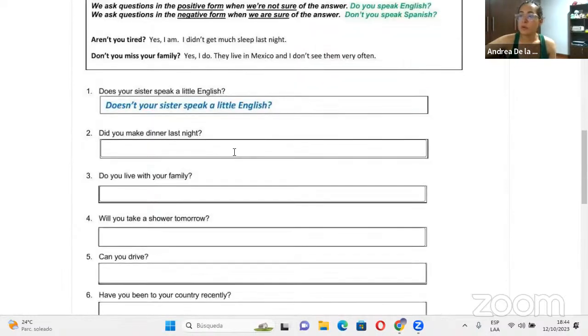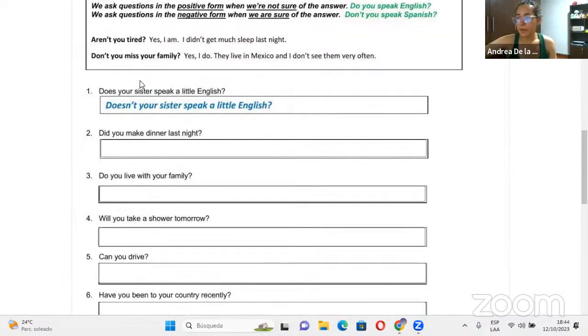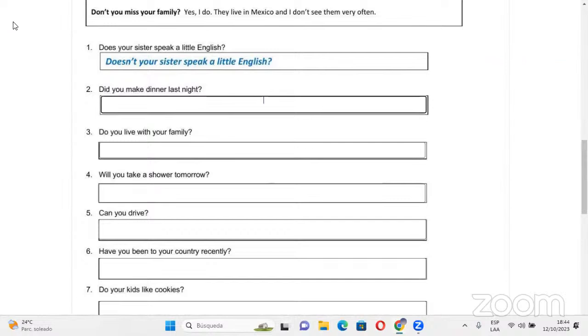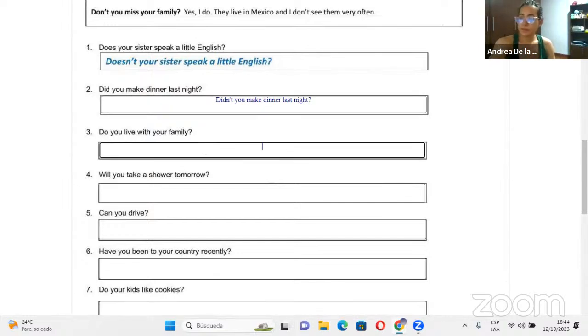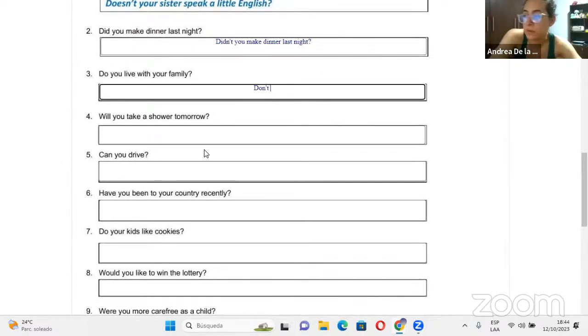So what we're going to do now is convert or turn these questions into their negative form. The first one says, does your sister speak a little English? Doesn't your sister speak a little English? What about the second? How would you convert it into a negative question? Didn't you make dinner last night? Exactly. What about the next? Don't you live with your family? Exactly.